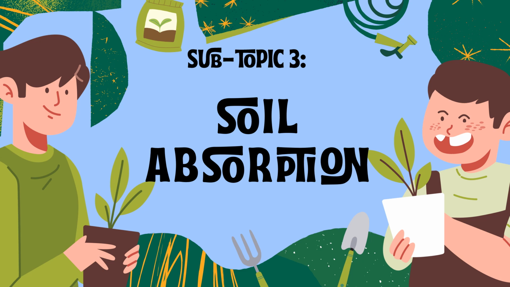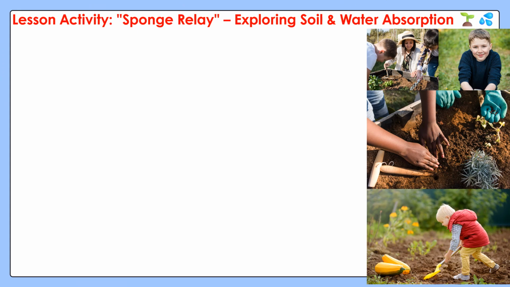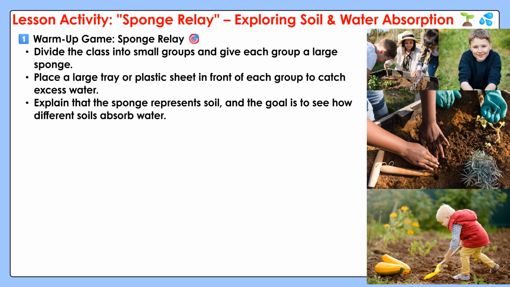Subtopic 3: Soil Absorption. Lesson activity: Sponge Relay, exploring soil and water absorption. Warm-up game, Sponge Relay. Divide the class into small groups and give each group a large sponge. Place a large tray or plastic sheet in front of each group to catch excess water. Explain that the sponge represents soil and the goal is to see how different soils absorb water.